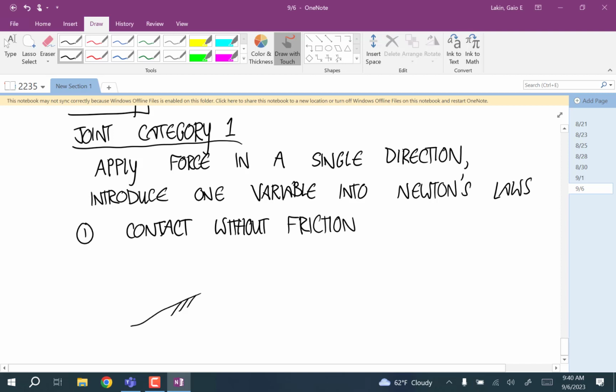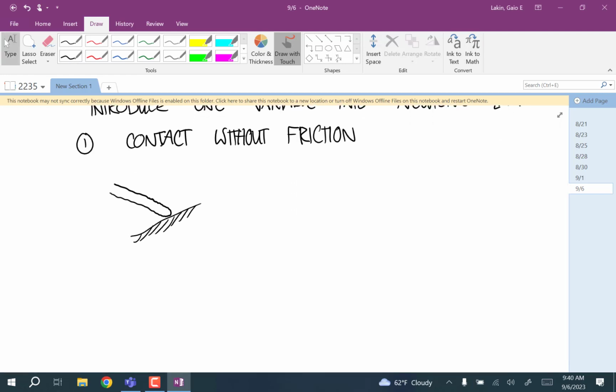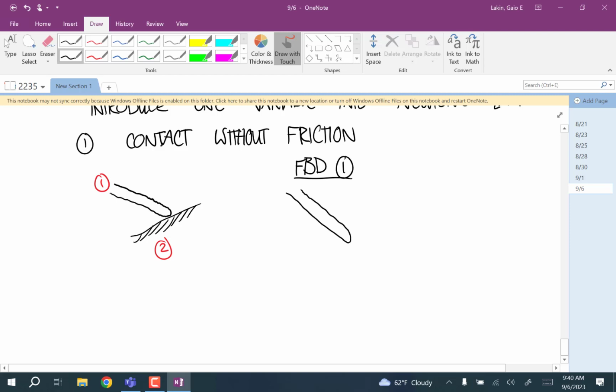So if you have a body that's in frictionless contact with the ground in this case. Let's say this is body 1 and this is body 2. Then a free body diagram of body 1, I'm just ignoring all the stuff that's happening up above, but you would have a force that's perpendicular to that surface. And a free body diagram of body 2 would be equal and opposite.